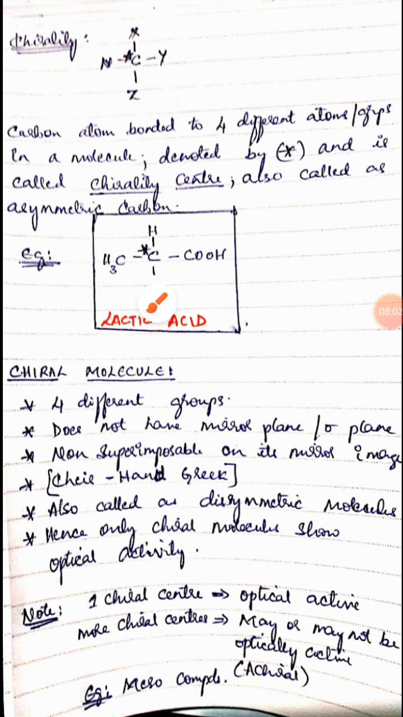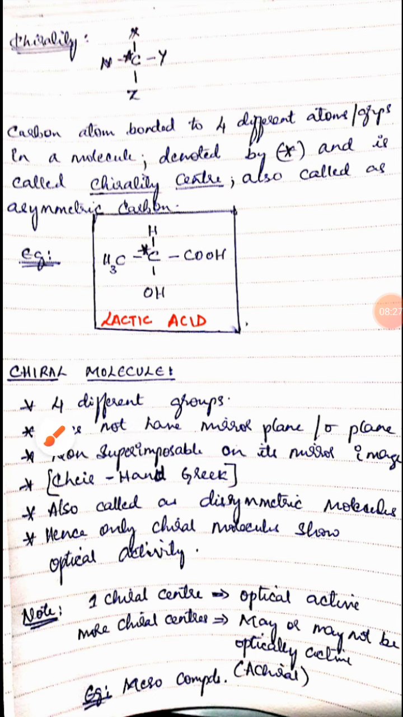If you take the example of lactic acid, it has OH, CH3, COOH and H. All the 4 are different groups. Hence, the C is the chiral carbon. So, lactic acid can rotate the plane polarized light, condition 1. Second condition, it has a chiral carbon. So, we'll have to see the third condition, whether it has a plane of symmetry.